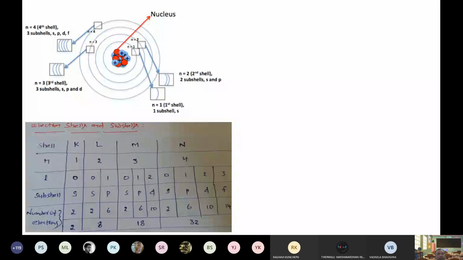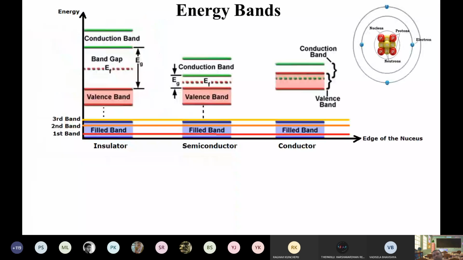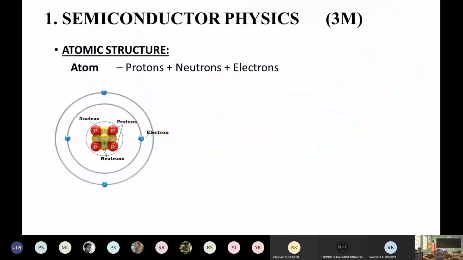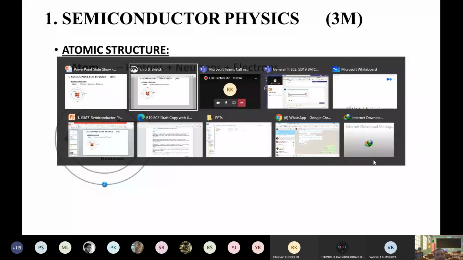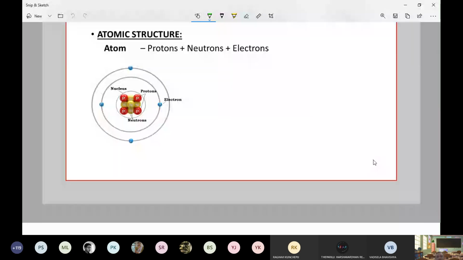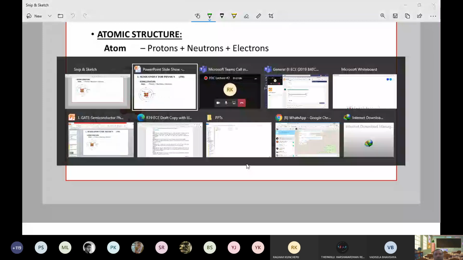Okay, right. So the next topic is energy bands. The time is 9:55. We'll go with energy bands in the next class. Is there any doubt in this? If you have any doubt, please unmute your voice and ask me.